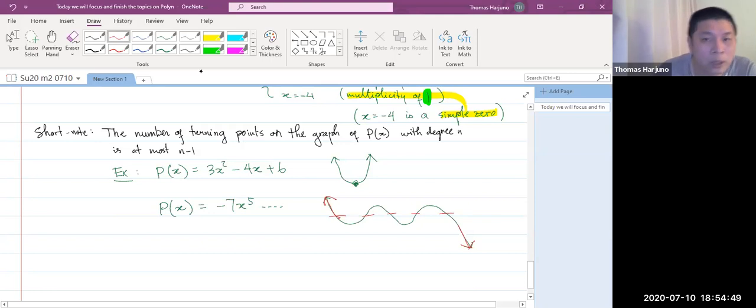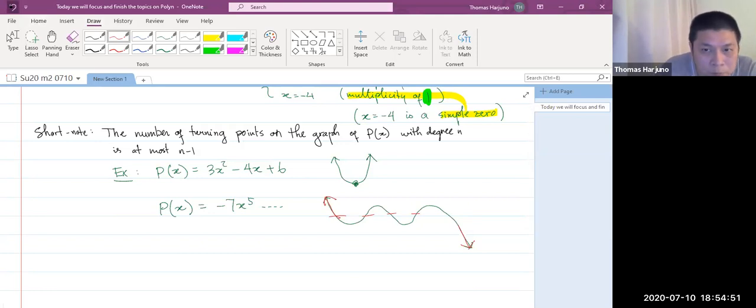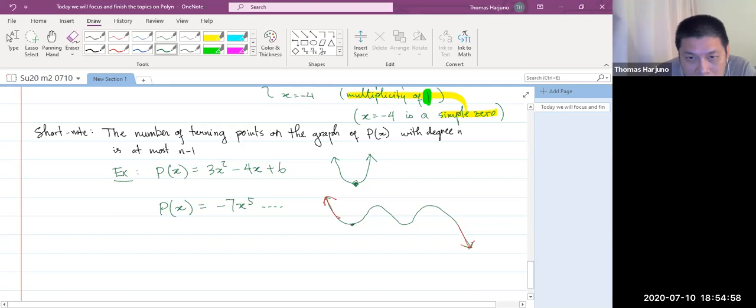But the number of turning points here refers to this. It returns 1, 2, 3, 4. Now, don't forget that the phrase I use here is not that the number of turning points is exactly n minus 1. No. It's not exactly n minus 1, but at most n minus 1.